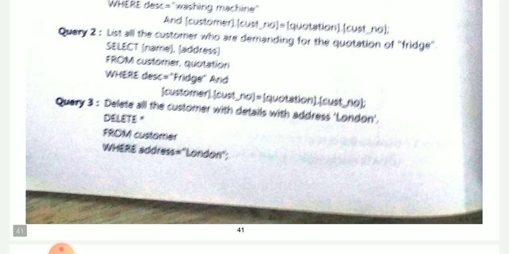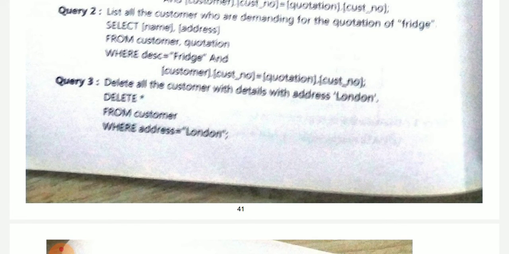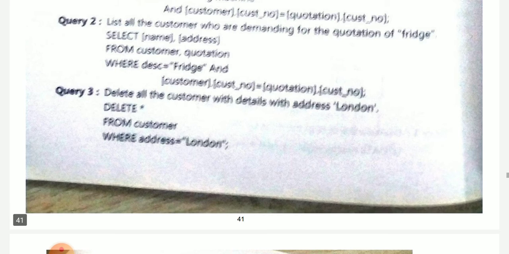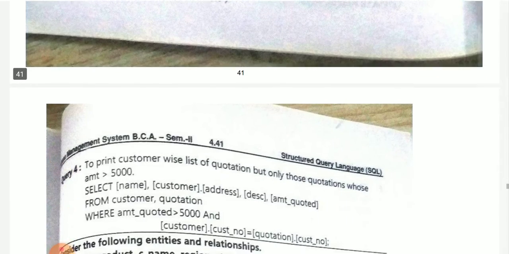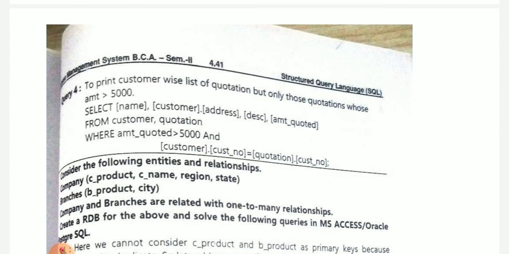Now see here, delete all the customers with address London. Suppose we have to delete many records found in our table, then we have to delete with the help of the delete statement. We can delete the records from our table, that is delete from customer where address is equal to London. Okay, particularly we have to delete only records present in London. Then for this purpose we have to use delete star from customer where address is equal to London. Okay, this query can delete all the records present in the London city.